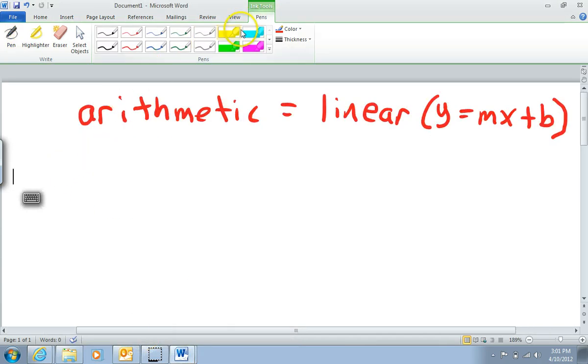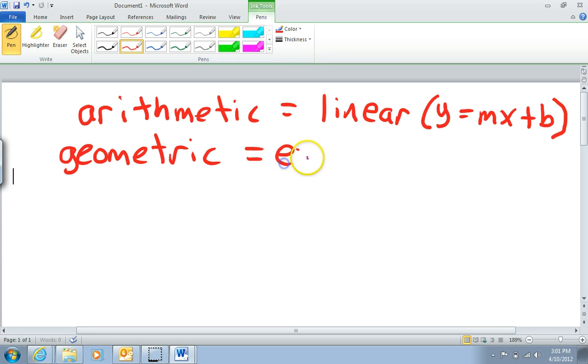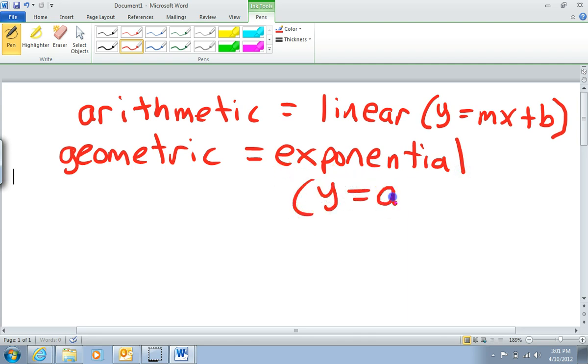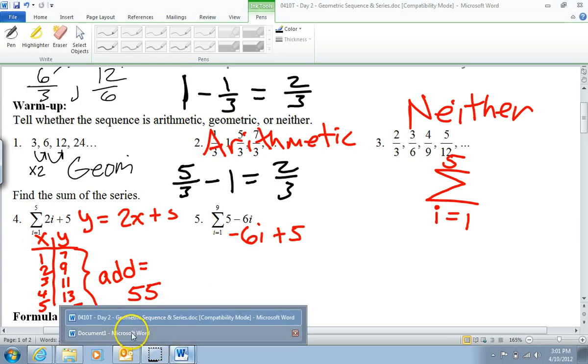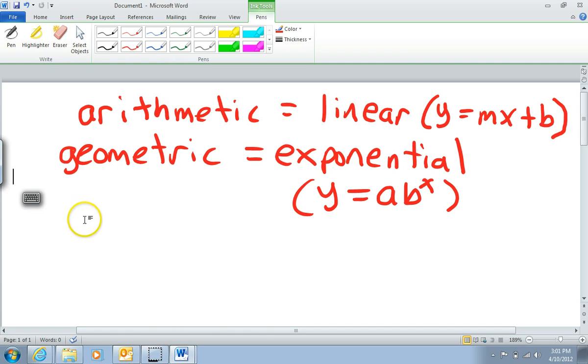On the other hand, by contrast, if it's going to be geometric, geometric is exponential. So remember, if I have something of this form, like a b to the x power, if I see something like that, I know it's geometric based on the form of the equation. Anyway, the formula I'm about to show you only works for arithmetic. That's why I had to mention that.